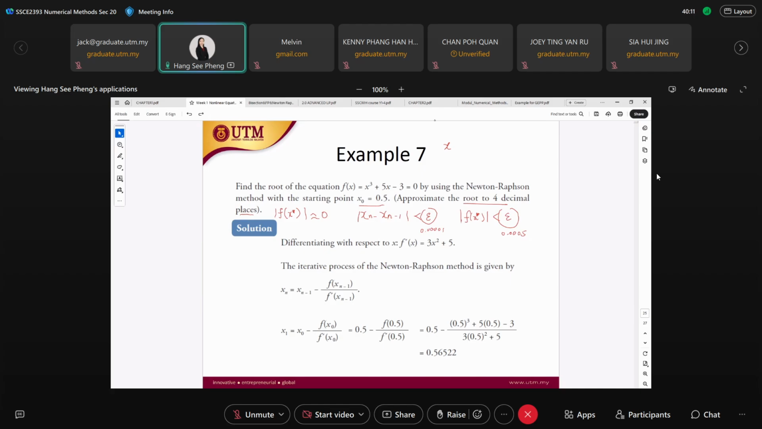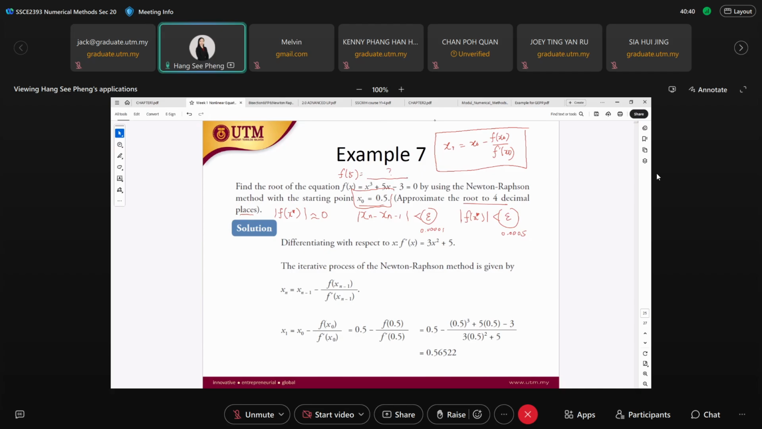To find x1, it is equal to x naught minus f of x naught divided by f prime of x naught. So look at the formula that you have here, the first steps. X naught is given, no problem. F of x naught, no problem also. You can just find f of x naught, that is equal to 5. So find out what is f of 5.